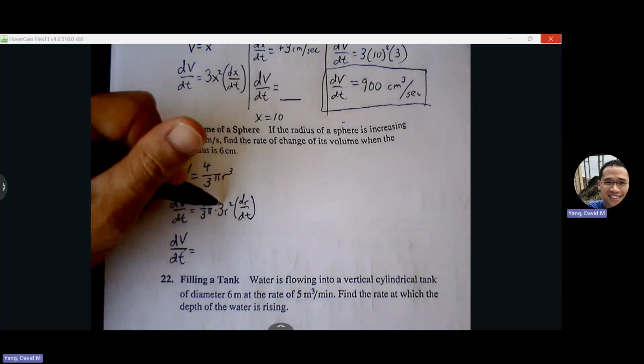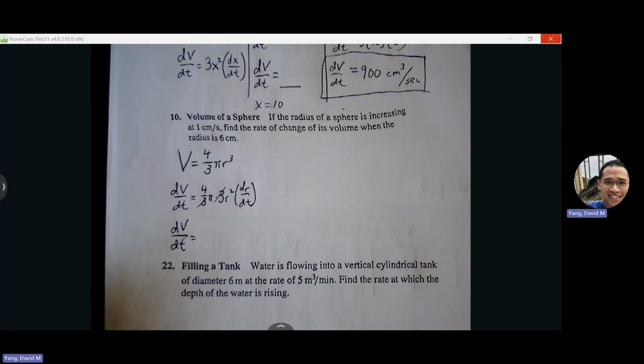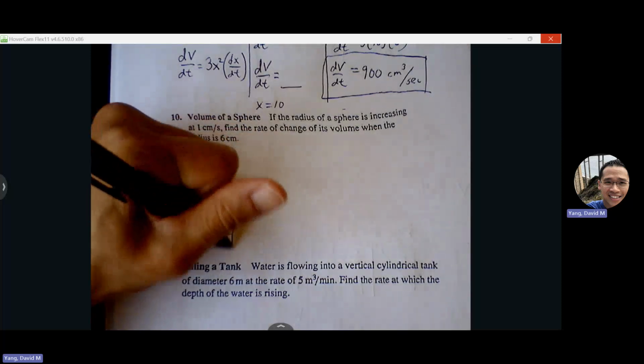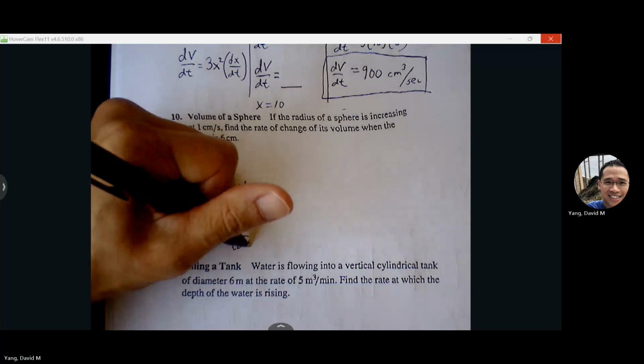Okay, let me just clean this up here and then see if you guys can figure out how the rest of the pieces fit. So the threes can cancel out. I'm going to just make this 4 pi r squared.